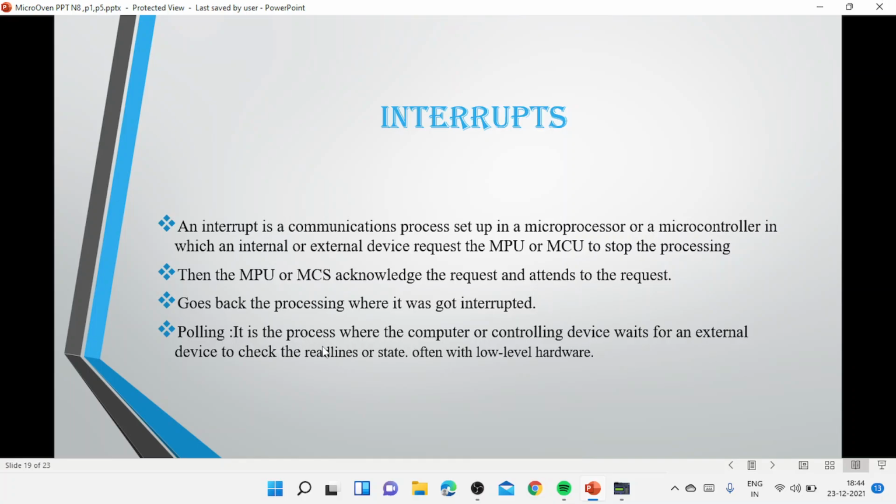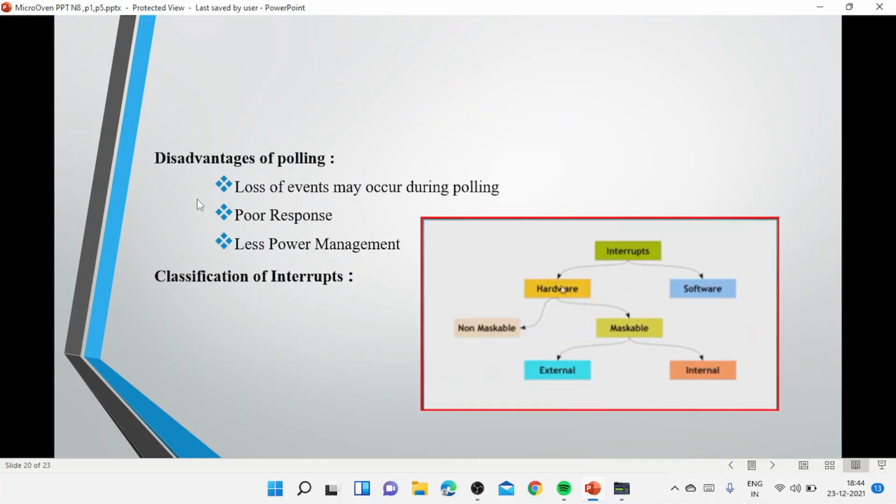Polling is the process where the computer or controlling device waits for an external device to check the read lines or state, often with low level hardware. What are the disadvantages of the polling process? Loss of events may occur during polling, meaning there may be loss, poor response, and less power management.